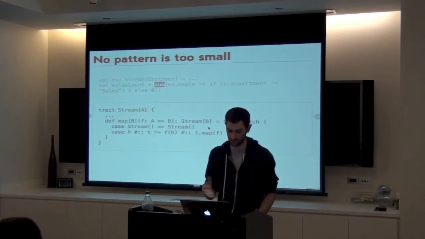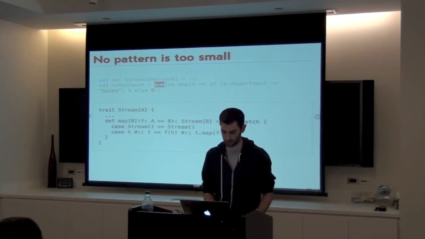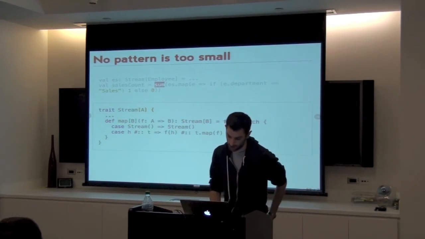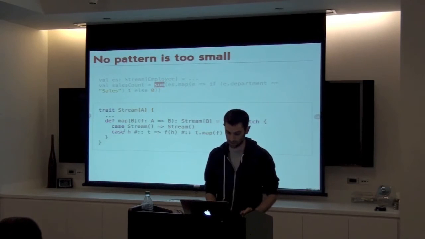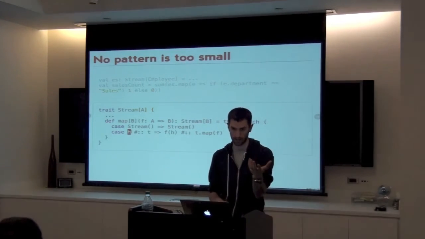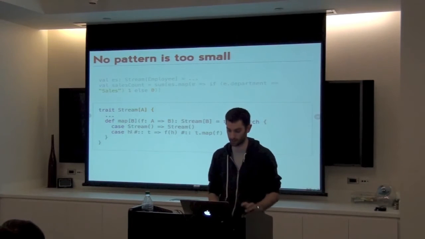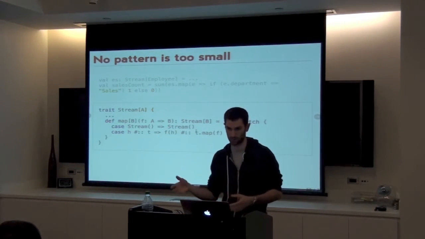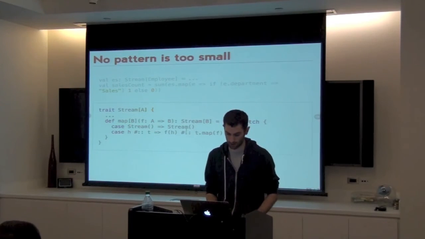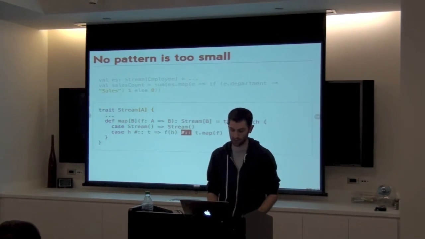This is how map is actually defined on the Scala stream type. This is an example of pattern matching. If the stream is empty, return the empty stream. If the stream has a head and a tail, a first element and the remaining elements, then apply the function to the head, and then map over the tail. This funny operation here constructs a new stream from a head and a tail.